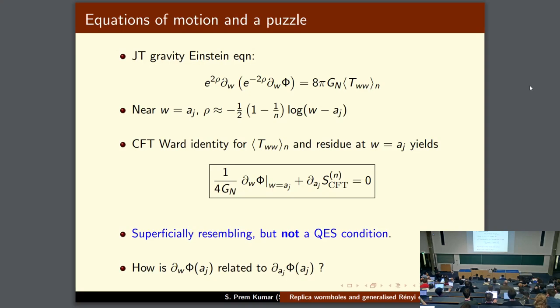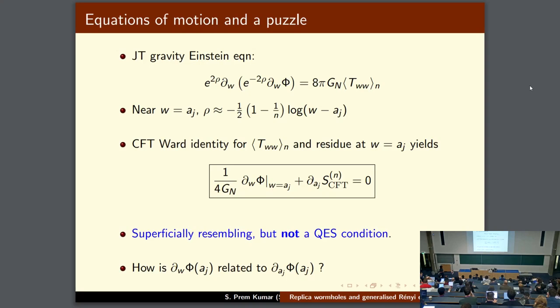And then, if you plug that in, you can check very easily that when the derivative here acts on e to the minus 2 rho, there's going to be a simple pole. So you can look at the residues of the simple pole on the left-hand side and the right-hand side. The residue of the simple pole on the right-hand side is constrained by the CFT Ward identity, and it gives you exactly the derivative of the CFT Renyi entropy with respect to one of the branch points. But the left-hand side, on the other hand, when you evaluate the residue at one of these branch points, gives you precisely the derivative of the dilaton, del_w phi, evaluated at w equals a_j, at a branch point. This looks almost exactly like the quantum extremal surface condition, but it's only superficially similar, because what it involves is not the derivative of the dilaton with respect to the branch point locations, but rather the derivative of the dilaton evaluated at the branch point location.